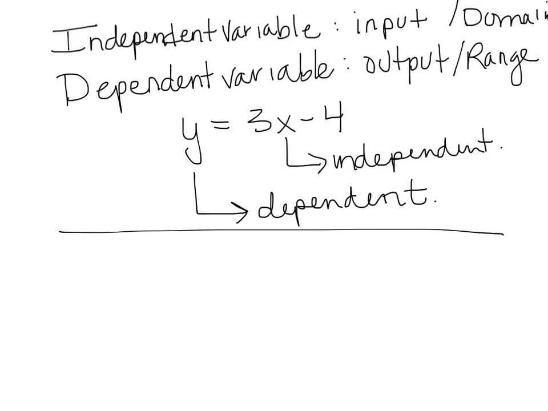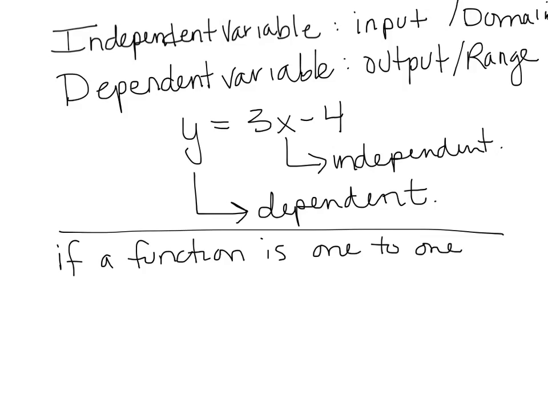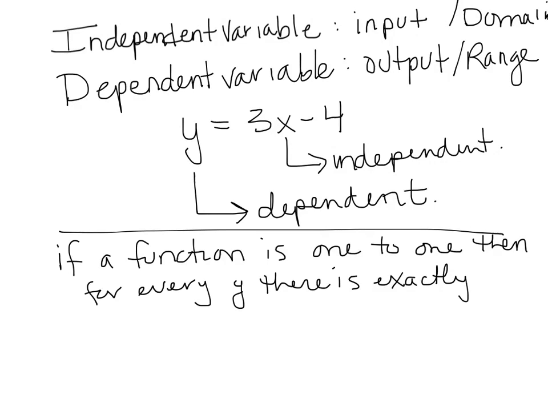We also want to do whether or not you have a one-to-one function. We talked about it being a function because for every x, there's only one y. If a function is one-to-one, then it must be true that for every y, there's only one x. So exactly, there's that exactly again.